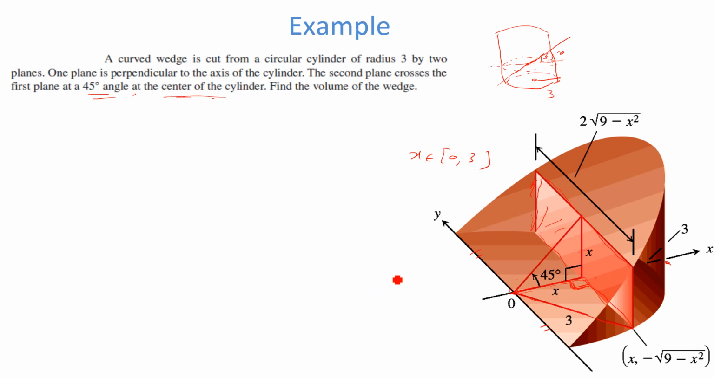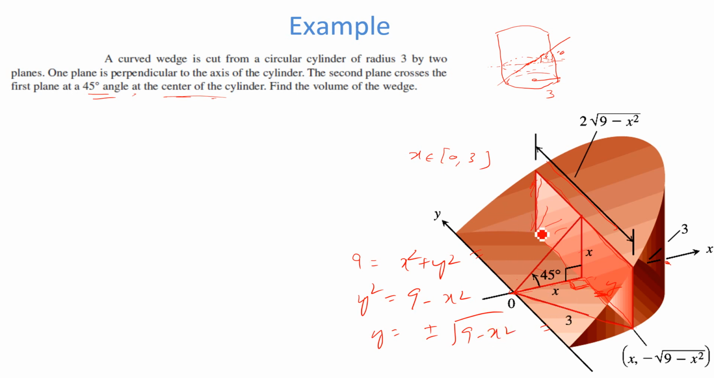Now by using Pythagoras theorem, let this side be y. If we have the value of y, then 2y will be the length of this rectangle. So let's try and find out the value of y. By using Pythagoras theorem, this is the hypotenuse, so we have 9 is equal to x square plus y square. So y square is equal to 9 minus x square, or y is equal to square root of 9 minus x square.